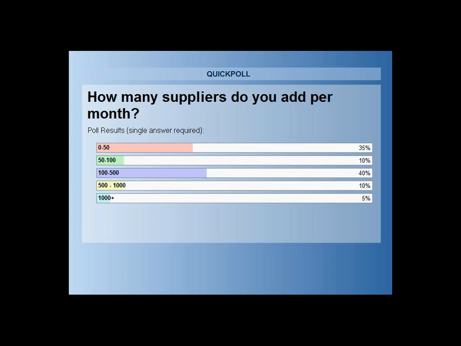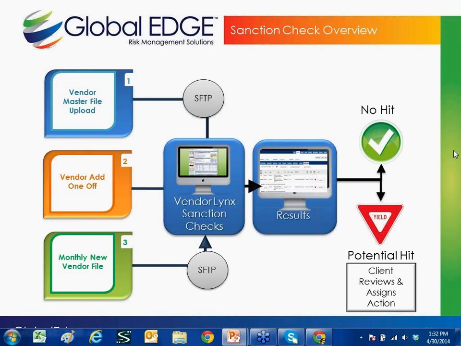The results show that 40% of you add 100 to 500 each month, with 35% of you adding 0 to 50 each month, 10% in the 50 to 100 range, and 10% in the 50 to 1,000 range, and 5% add 1,000 or more. Great, Emily. That's helpful in understanding how to explain our next 2 steps of adding vendors into our platform.